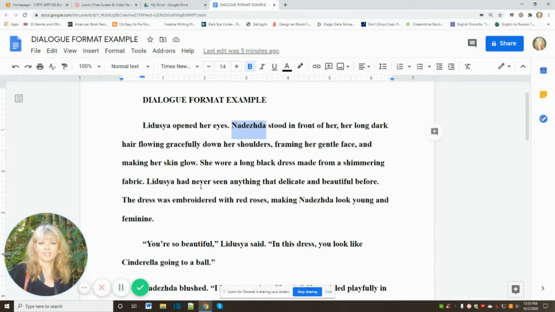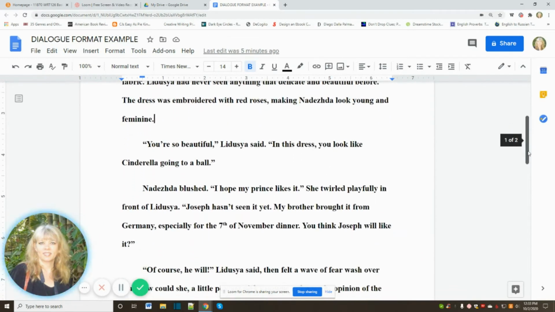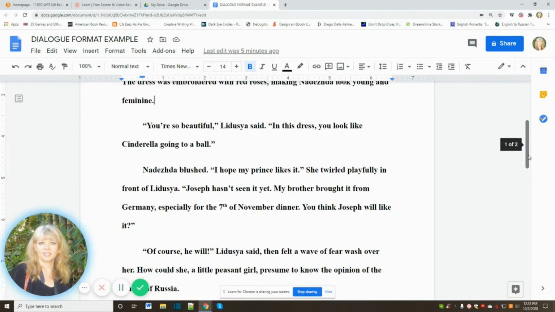And in the first paragraph, I'm briefly explaining where they are. But our goal here is dialogue. So let's take a look. We have two people, right? Two women talking to each other. And you can see how I start a new paragraph every time I change speakers. So take a look. Lidusia is speaking here. So she gets her own paragraph.